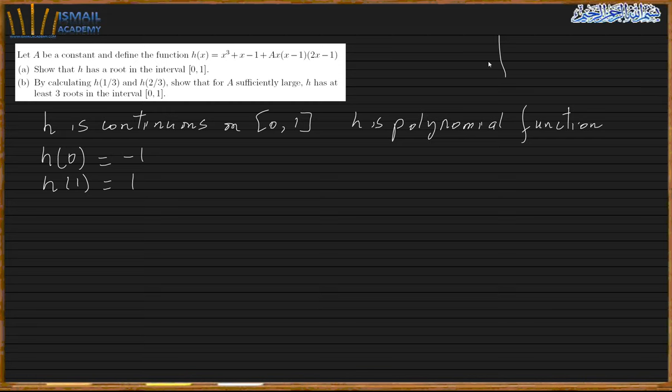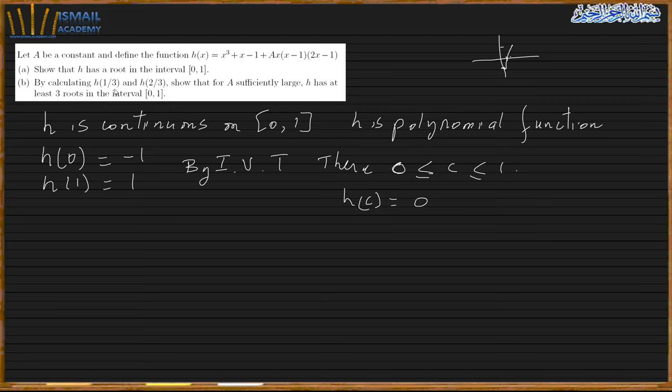As you see here, h of 0 is negative and h of 1 is positive. If I do it in my coordinate plane, h of 0 will be here, h of 1 will be here, and this is a continuous function. If I draw a line, it must cross the x-axis, that means there is a root, a value in the interval 0, 1 that makes this function equal 0. That means there exists, by the intermediate value theorem, a C between 0 and 1 such that h of C is equal to 0. That means there exists a root between 0 and 1.